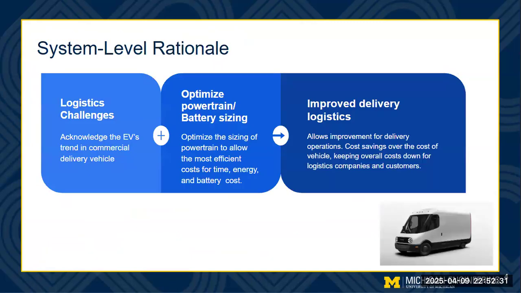The rationale for our system is to address a real-world logistics challenge. As many companies turn towards EVs for deliveries, it is important to optimize the powertrain and battery sizing, allowing the vehicle to not only deliver all of its packages during a route, but reducing the cost per run and minimizing vehicle cost overall. This in turn allows for improved deliveries and cost savings for the logistics companies, resulting in reduced costs for the end customer. Next slide.